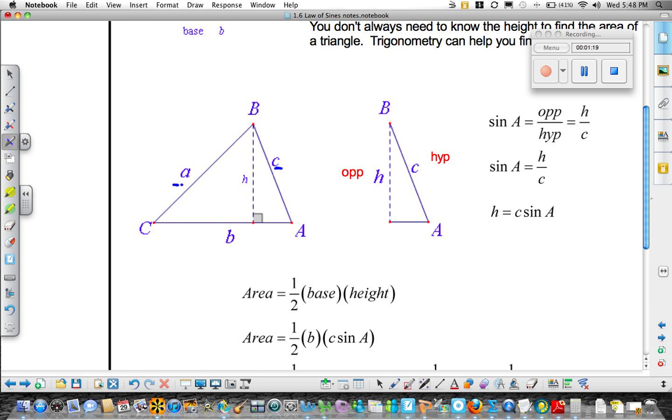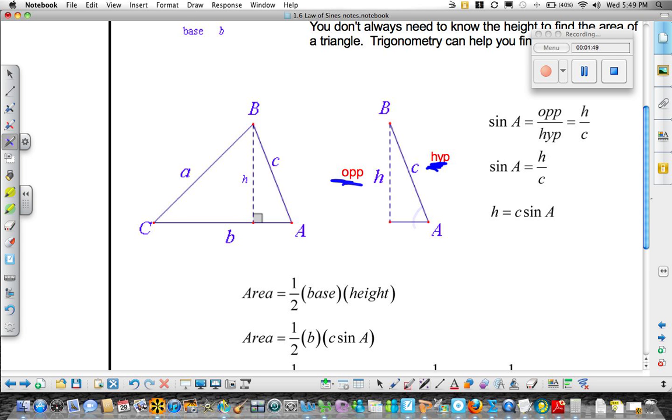And then we see this height. Say, for example, I knew base B, and I knew side C, and I knew angle A. Well, if I knew that information, I could separate this right triangle that you see here, and I've redrawn it over here. If I'm looking at angle A, this side would be the opposite side of A. This side would be the hypotenuse, which is C, and this is the height.